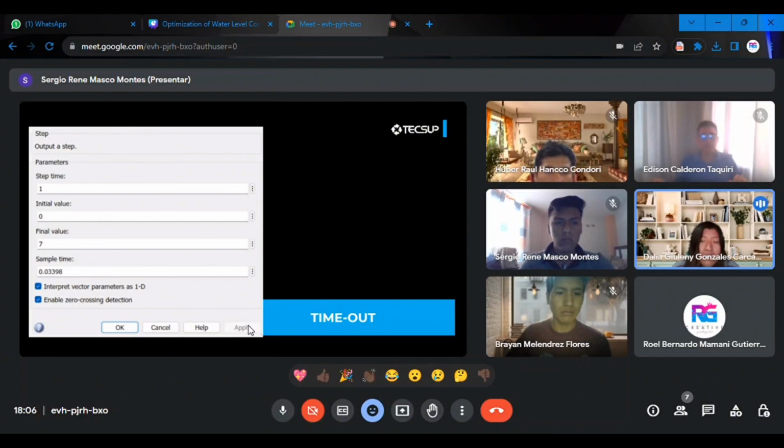We can observe the data entered in MATLAB for the simulation, where the set point is 7 and has a delay of 0.03398. Next.